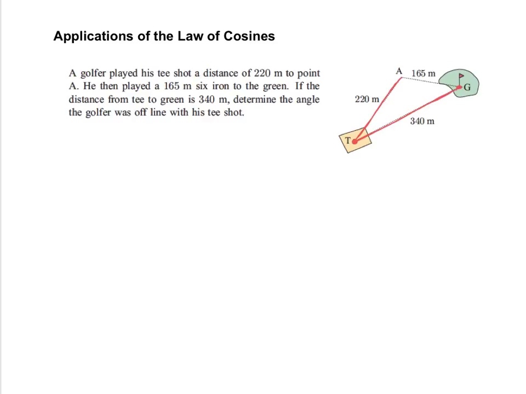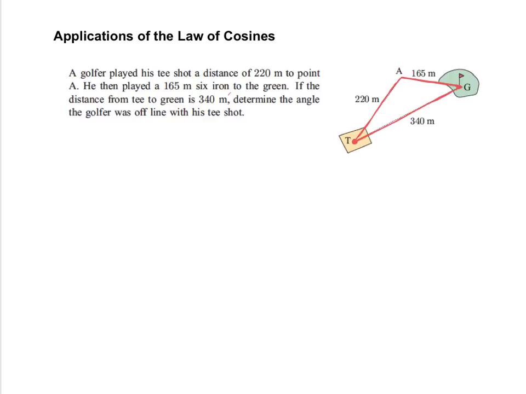After our first shot, the golfer had to hit it 165 meters over there to hit it onto the green. Now, it mentions a 6-iron here. If you have no idea what a 6-iron is, that's okay. It's just one of the clubs that you use to hit the ball. Now, here's the part where you kind of need to understand the situation a bit to understand what they're trying to ask.